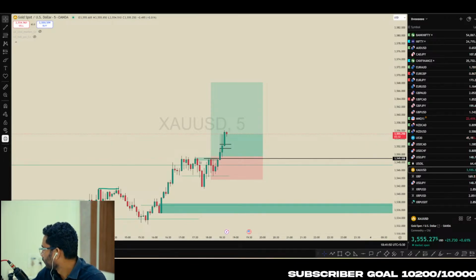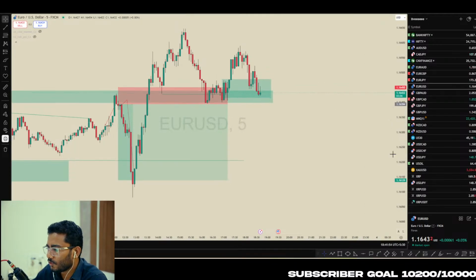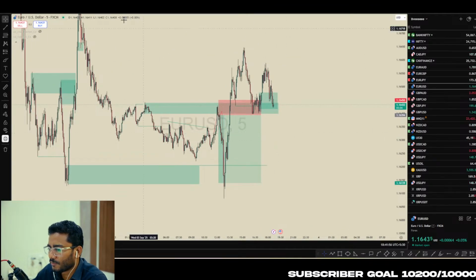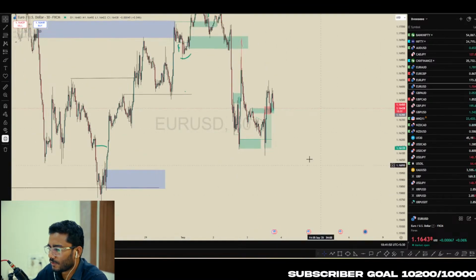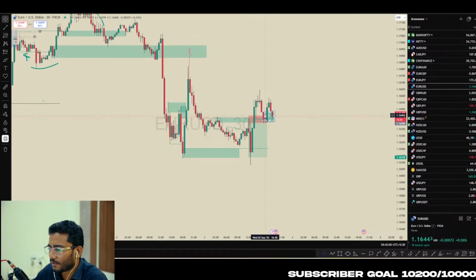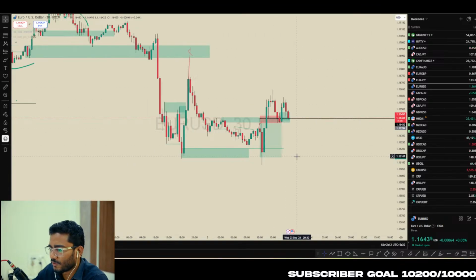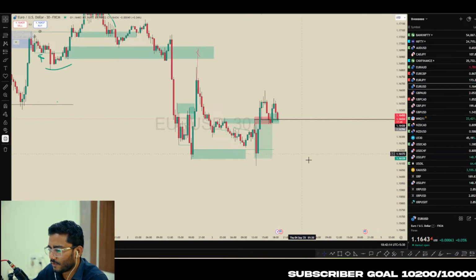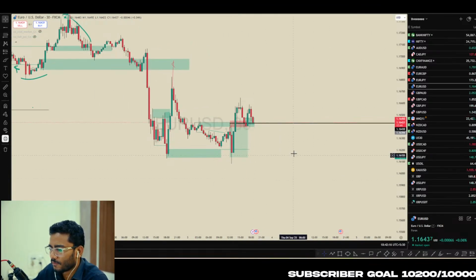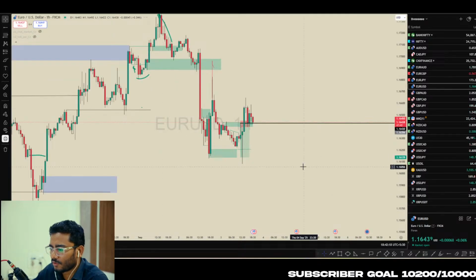What's up with Euro USD? I think Euro USD should continue to the upside, because if you look at this on the 30-minute time frame, this is not an order block which broke the structure, but there is almost like a breaker block on the left side here. Price took out the liquidity, so it should continue from this area, probably from this imbalance. But overall direction is to the upside.